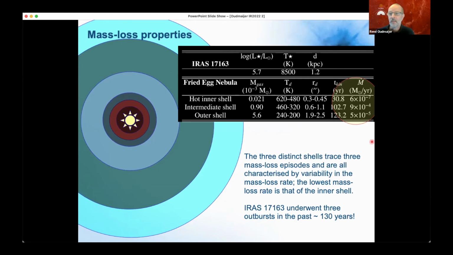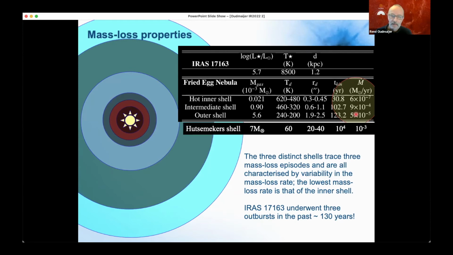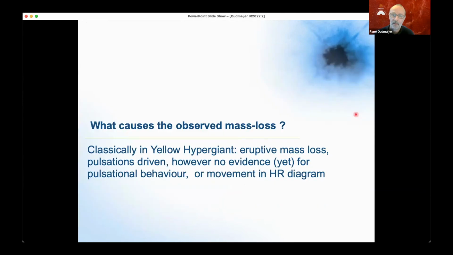And what we find are mass loss rates that actually vary quite a lot, from 10 to the -7 for the inner shell to 10 to the -3 for the middle shell of the 3. If I compare this with the Hutchinson shell, then we see that quite a lot of gas has been shot into space by this star already. If you look at the dynamical timescales, we talk about 130 years or so, and we had 3 of these mass loss episodes.